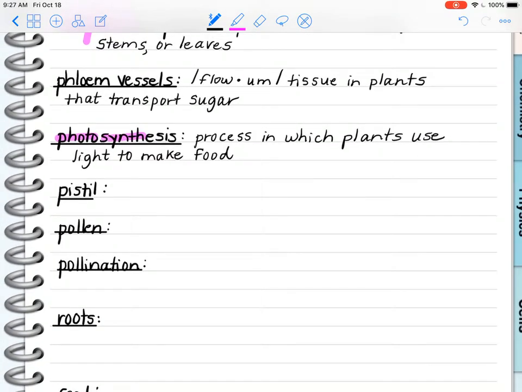Okay, pistil. And this is a different spelling than the pistol that you may have heard of before, that is a firearm. The pistil with an IL is the female reproduction part of the plant. So plants have reproductive organs just like humans do. The female reproductive organ is called the pistil.